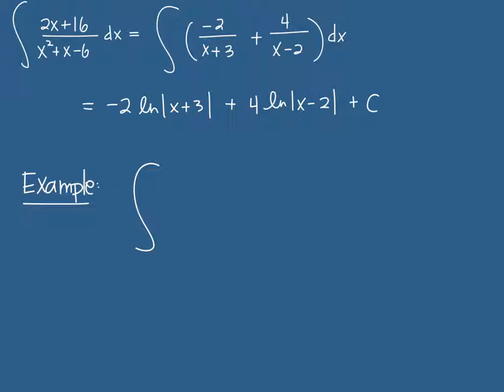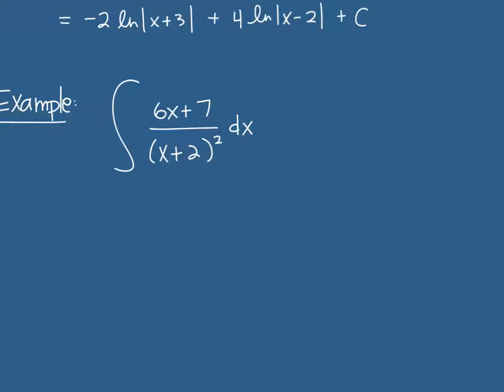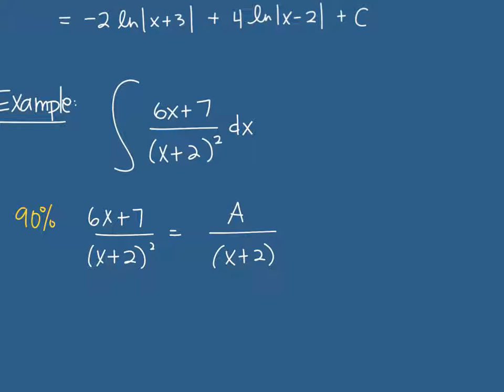Okay, if you were working on the integral of 6x plus 7 over x plus 2 squared. So here's a situation where the denominator is not two distinct factors, but two factors that are the same. So the 90% of the algebra comes in here, or even 95. What you do when you've got a 6x plus 7 over an x plus 2 quantity squared is it's going to separate into the first denominator would be a single x plus 2.